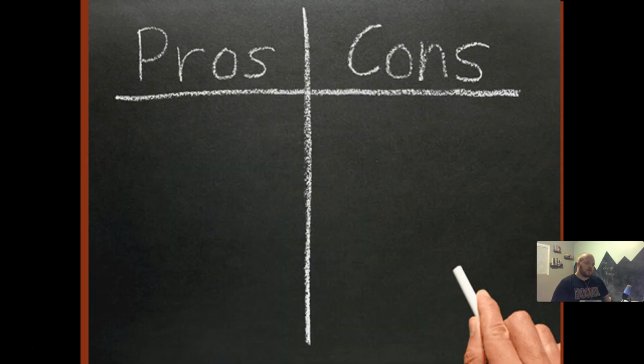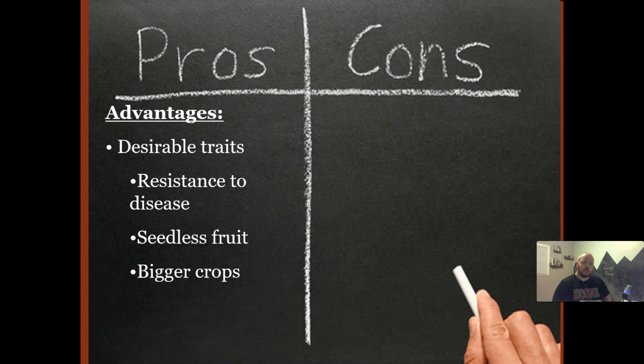Now, there are pros and cons to using selective breeding. The big advantage is you get desired traits. You get the ability to put in resistance to diseases. You get things like seedless fruit, bigger crops, and higher milk yields for milking animals, all sorts of desirable traits. So agriculture is a major field.